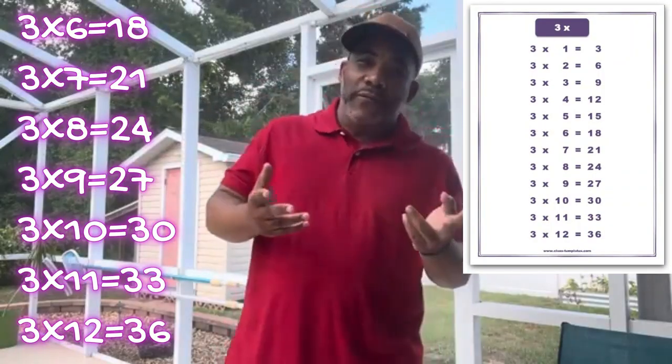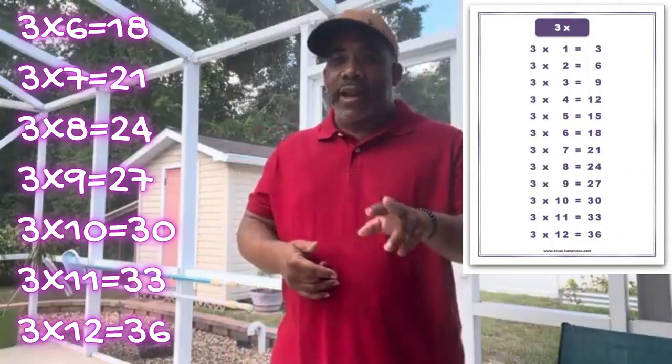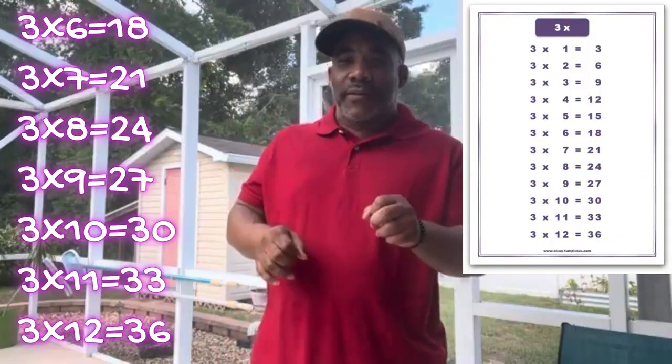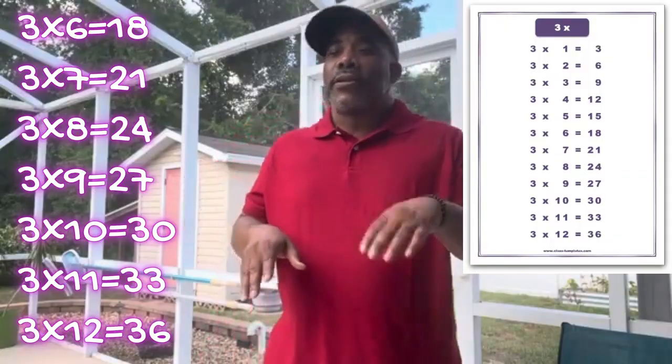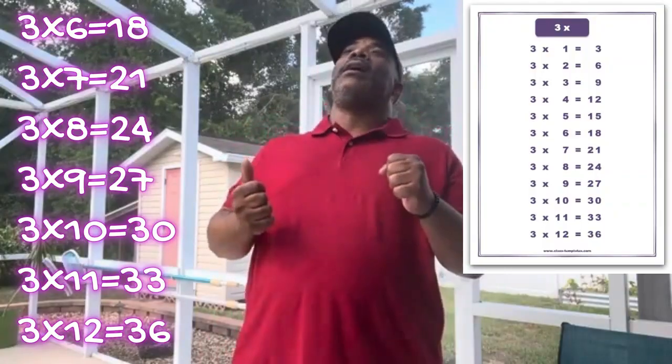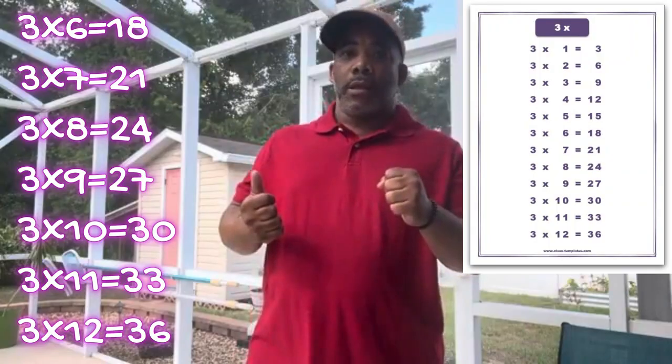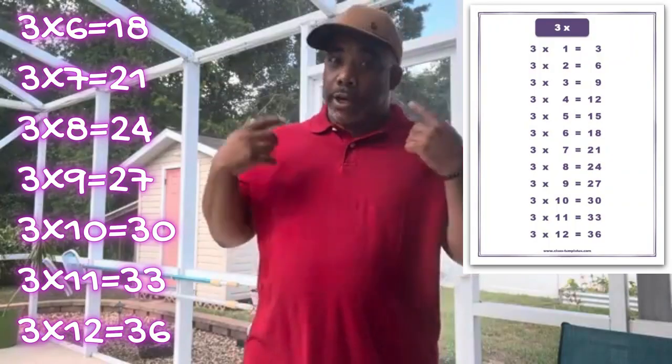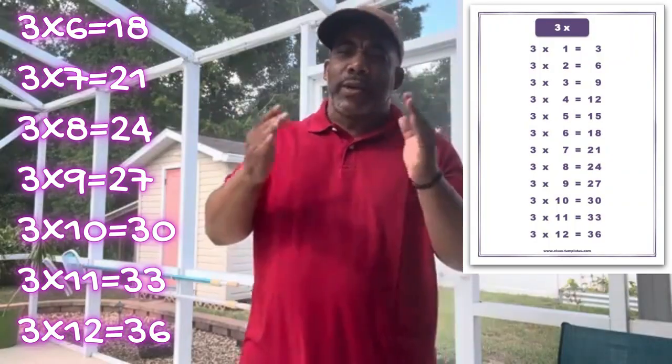8 times 3 is 24. 9 times 3 is 27. 10 times 3 is 30. 11 times 3 is 33. And finally, 12 times 3 is 36. Now you can keep going, but normally in school they stop around 12.